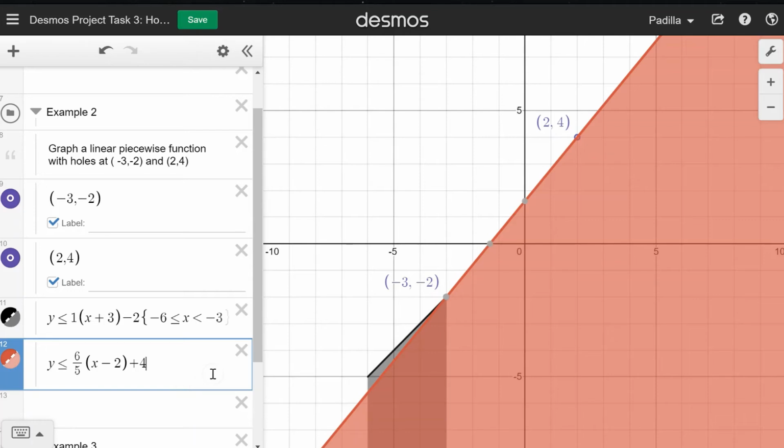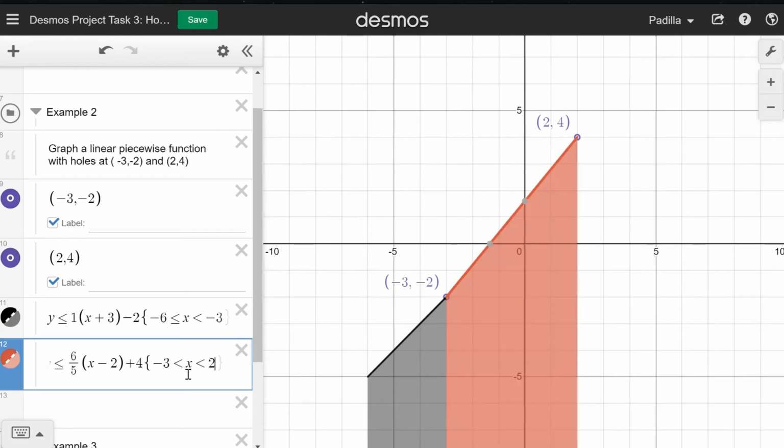Oops. And we've got to restrict the domain between both of these. So this one will go from negative 3 less than x less than 2. Again, making sure we're using strictly less than for both of these endpoints.